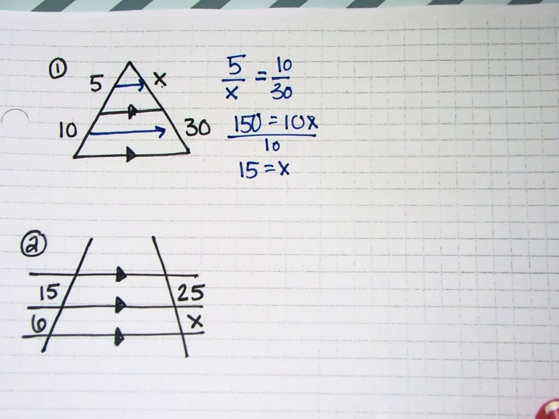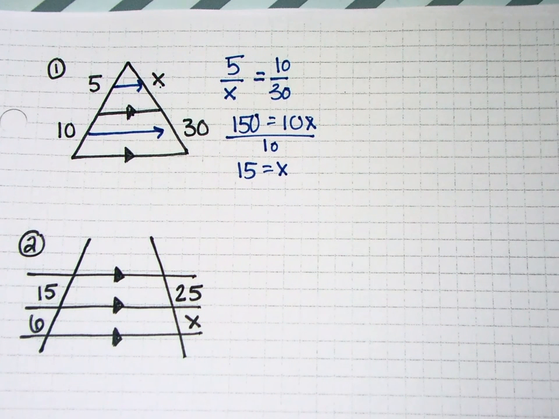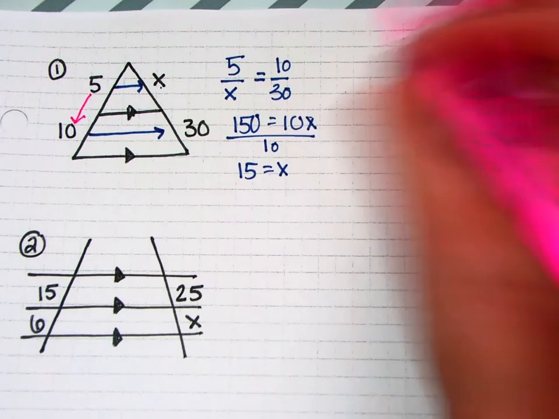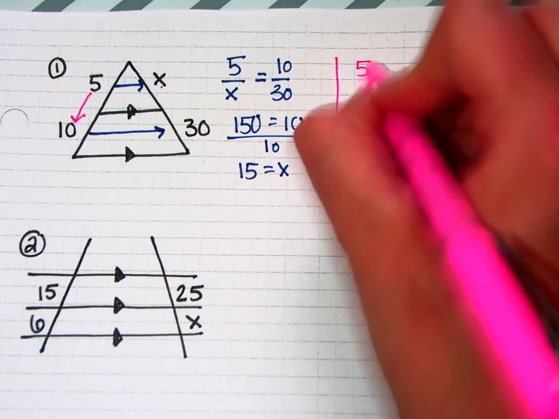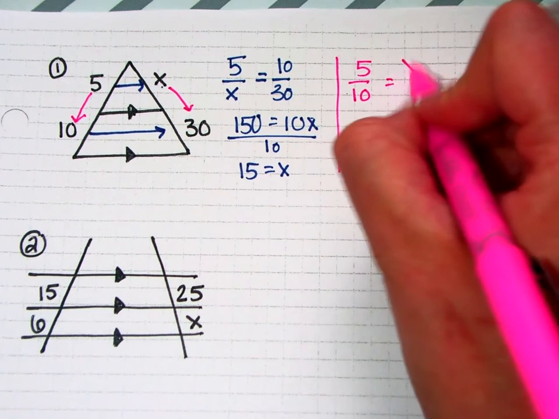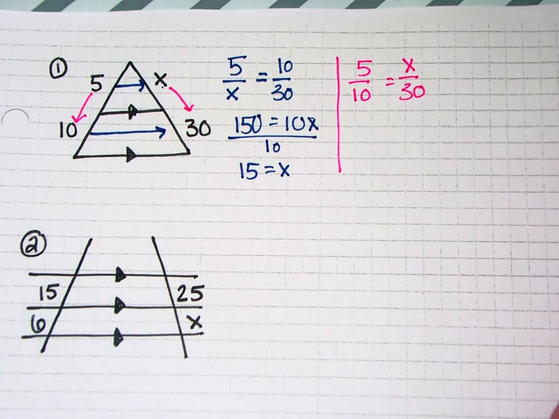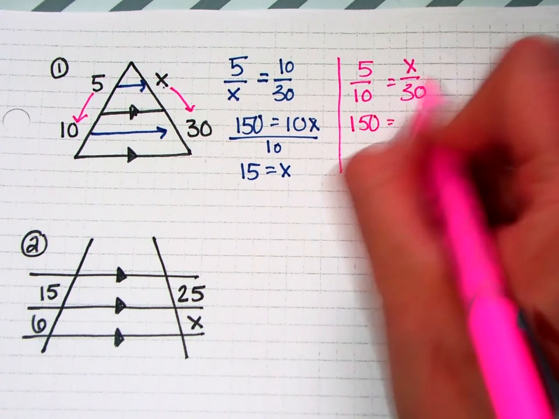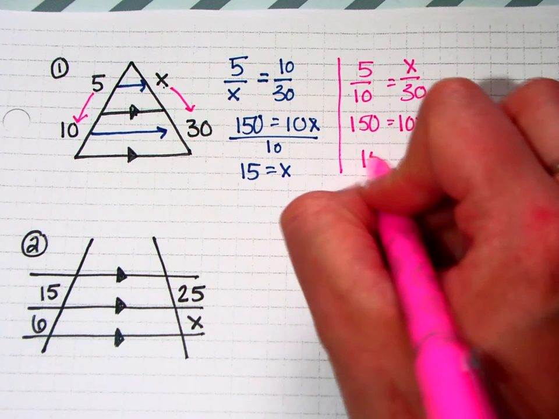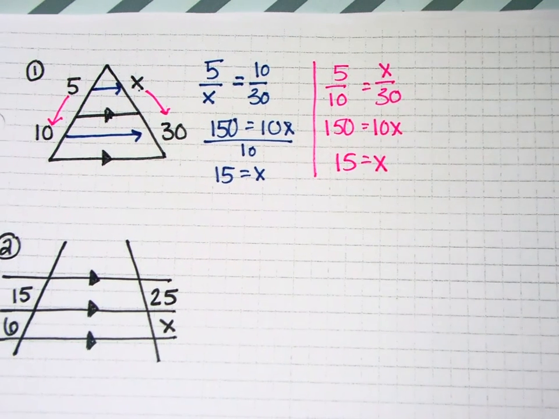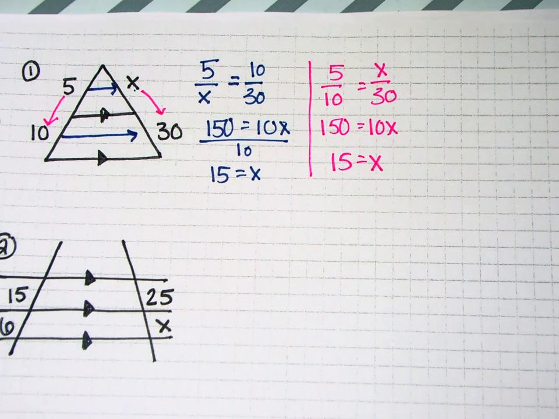Now, that is not the only way to set these problems up. So let's go ahead and set it up a new way. I can also go top to bottom. 5 over 10 equals top to bottom, x over 30. So 5 times 30, again, 150. 10 times x, 10x. My answer stays the same. So there's a couple ways to set all of these problems up that we're about to do.